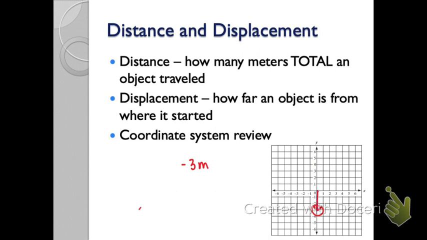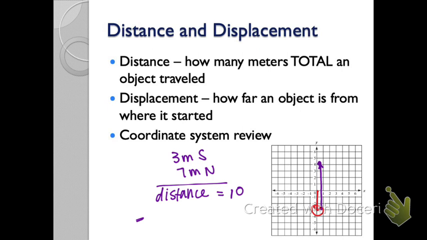I walked 3 meters south. Then I decided to turn around and walk up to here, and I finished right here. What would be my total distance that I traveled? I walked 3 meters south. Then I walked 7 meters north. What's my total distance? 10. Right? I apologize if someone already said that, but my distance is 10 meters.